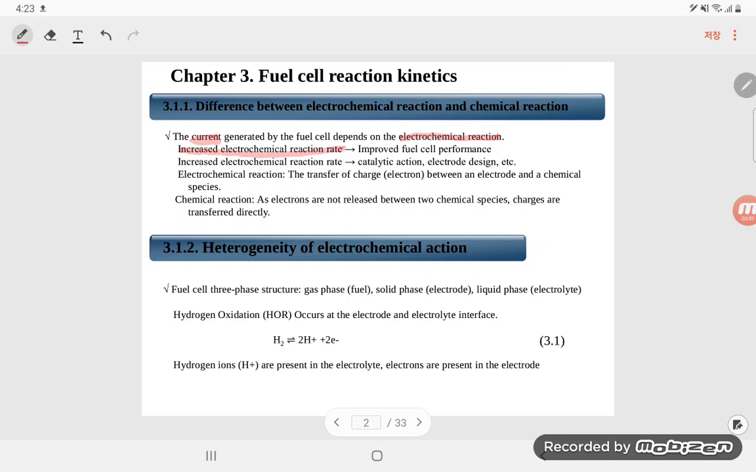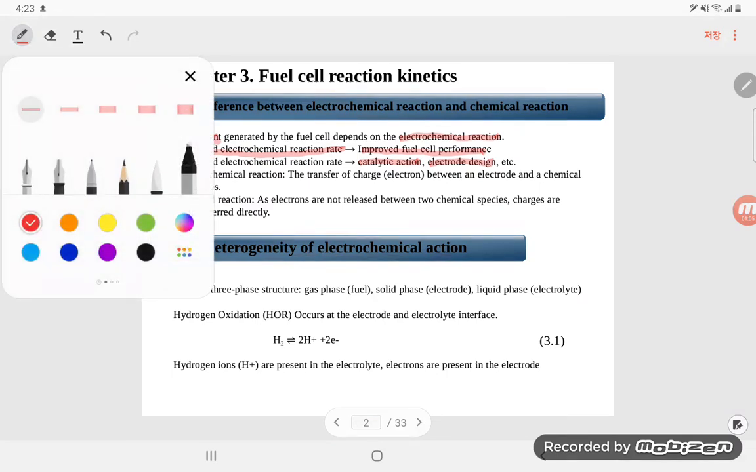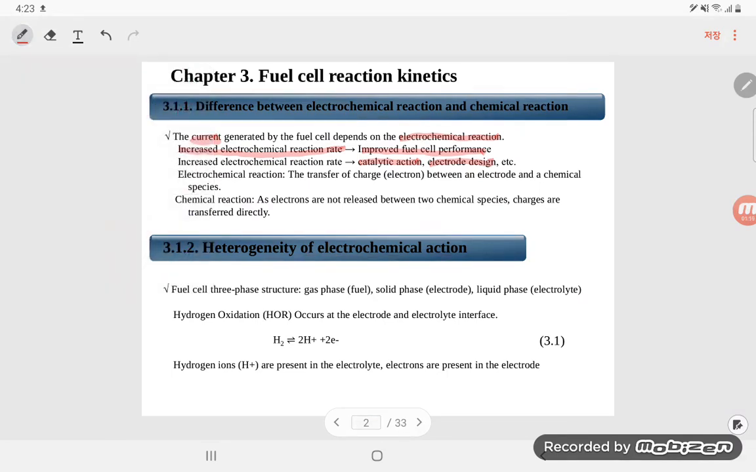That means improved fuel cell performance, and by designing the catalytic activity and electrode design, we can increase the electrochemical reaction rate.